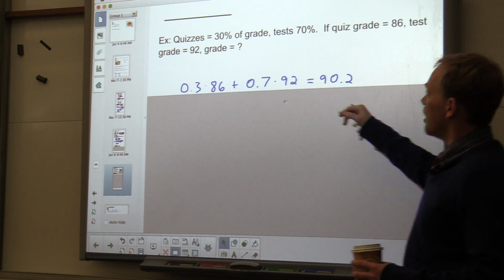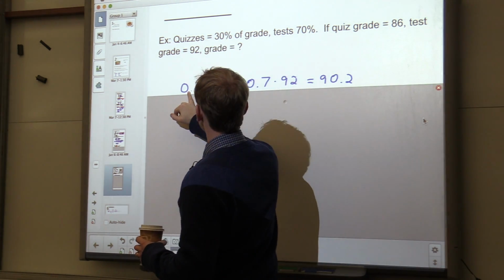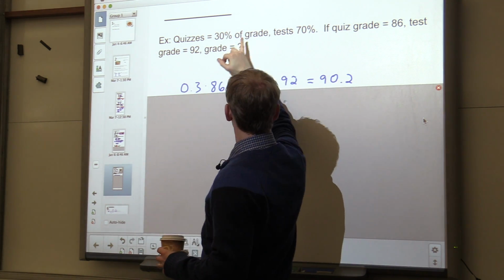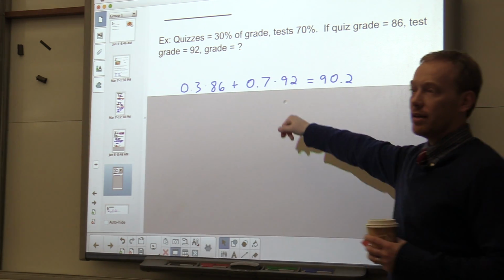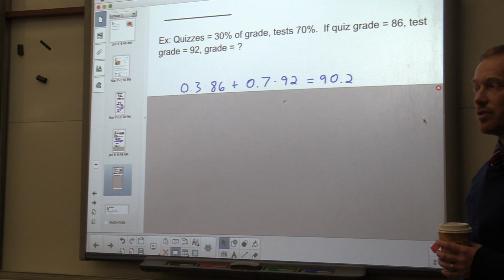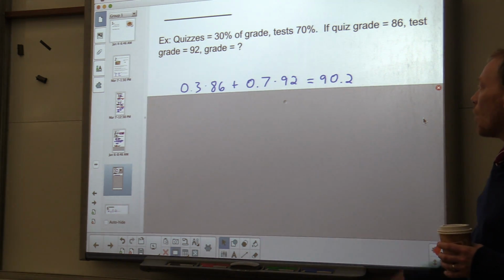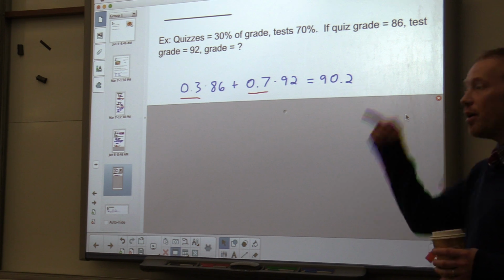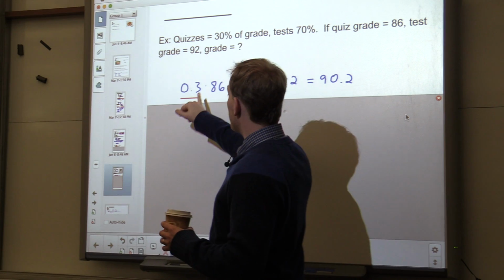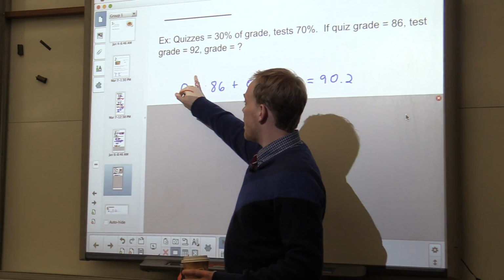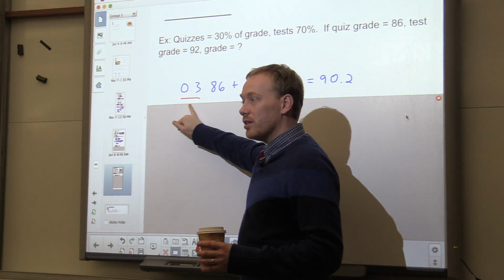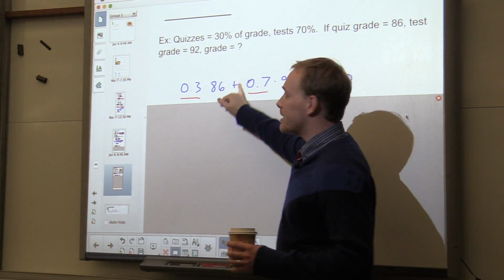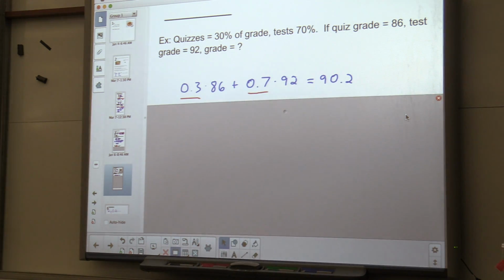You take the 30% times your quiz grade plus the 70% times your test grade. What are those things that I've just revealed, underlined? Those are the weights. That's right. Yeah, they're the percents. I would say this is the weight accorded to the quiz average, and this is the weight accorded to the test average. I've underlined the weights in red.